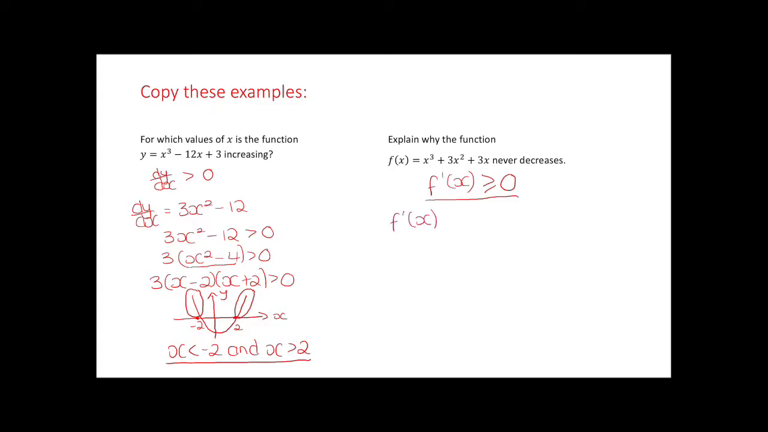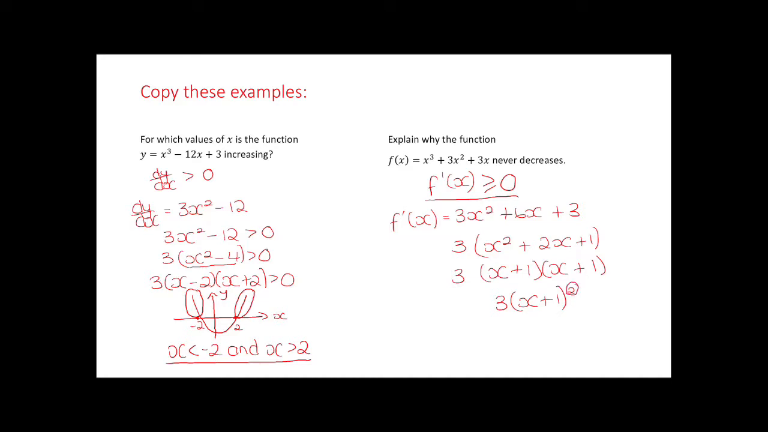So our derived function f dash x is 3x squared plus 6x plus 3. Now, we want to show that that is greater than or equal to 0. So the first thing that we're going to do is factorise it. So when we do that, we can take out a common factor of 3. We're then left with x squared plus 2x plus 1. That can then be further factorised, splitting up my brackets into x and x, 1 and 1, plus 1 and plus 1. And I can rewrite that as 3 times (x plus 1) squared.